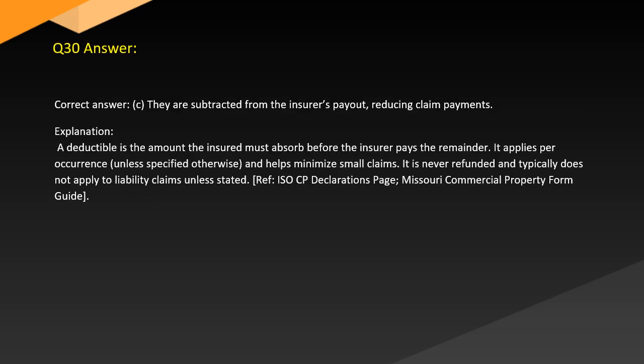Answer. Correct answer: C. They are subtracted from the insurer's payout, reducing claim payments. Explanation. A deductible is the amount the insured must absorb before the insurer pays the remainder. It applies per occurrence unless specified otherwise and helps minimize small claims. It is never refunded and typically does not apply to liability claims unless stated. Ref. OCP Declarations page in Missouri Commercial Property Form Guide.